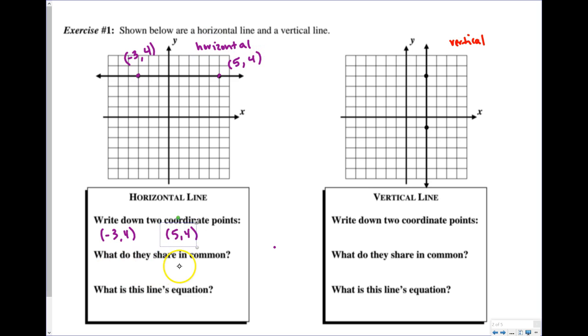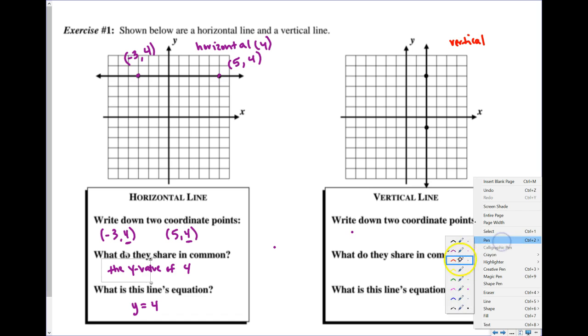Now, what do they share in common? Meaning, what do these 2 points share in common? Notice they both have the same y value, the y value of 4. So the line's equation is y equals 4. So even though this line looks like it's parallel to the x-axis, when you have a horizontal line, it's always a y equation. So horizontal is always something with a y.